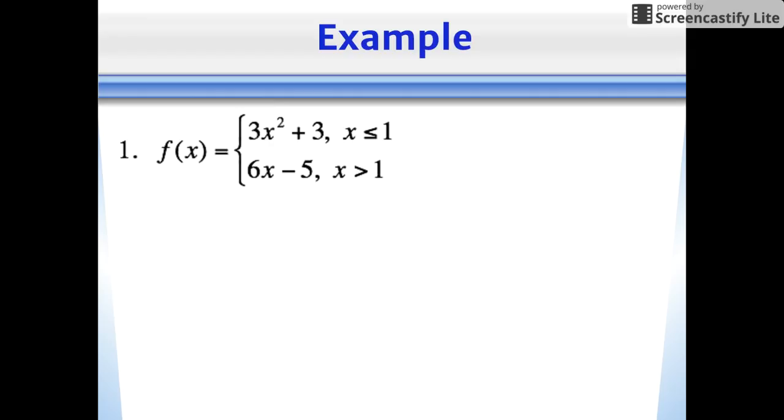So first thing is checking continuity. So I'm going to plug 1 into the top equation because that's where x is less than or equal to 1. When I plug 1 in, I get 6, so it has a y value, it exists. Checking the limit from the left would be using that same equation, and I get 6.